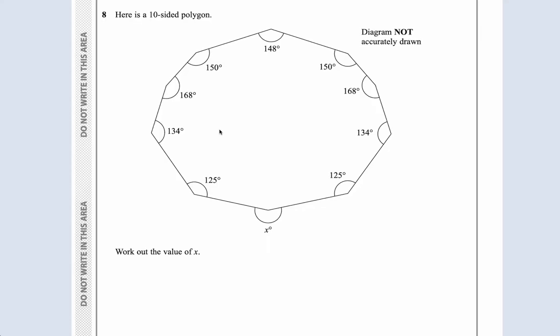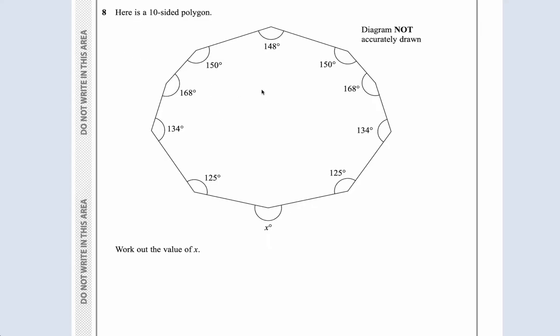Okay, question 8. 10-sided polygon, work out the value of x. So this is obviously an angle outside the polygon. I would care more about this one, or at least I know how to find this one. I'm going to call that y. So if we just find y and then subtract y from 360, we can get x. Easy. But how do I find y?